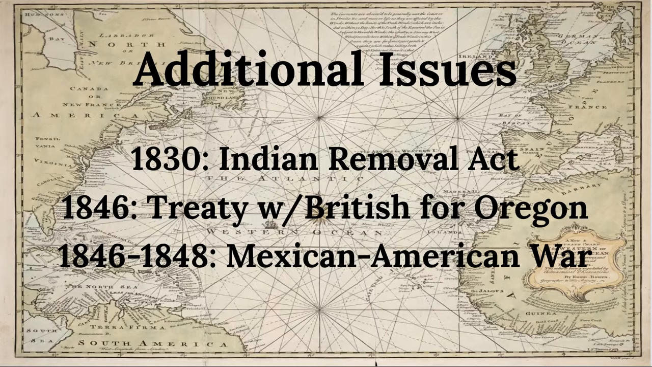All right, there are additional issues that go further than this. In 1830, there's an Indian Removal Act, it's called. In 1846, there's a treaty made with the British to get some land in the Oregon area. In 1846 to 1848, America's going to go to war with Mexico, one of the new nations that was newly formed in the 1820s there. But we'll talk about all of those in future weeks and videos.